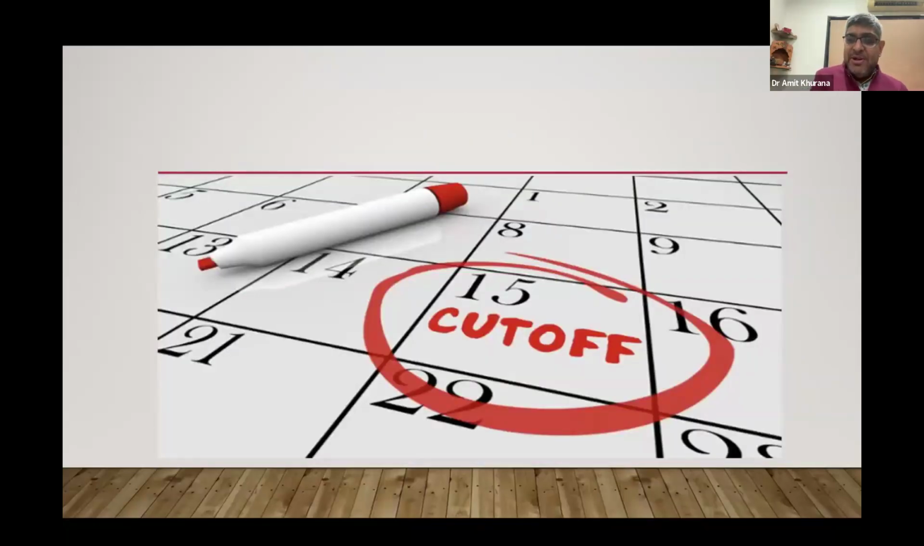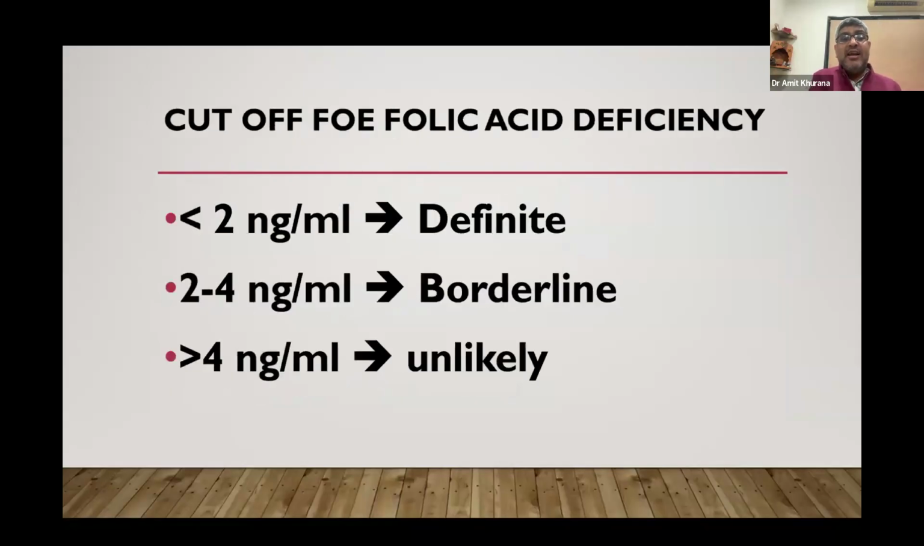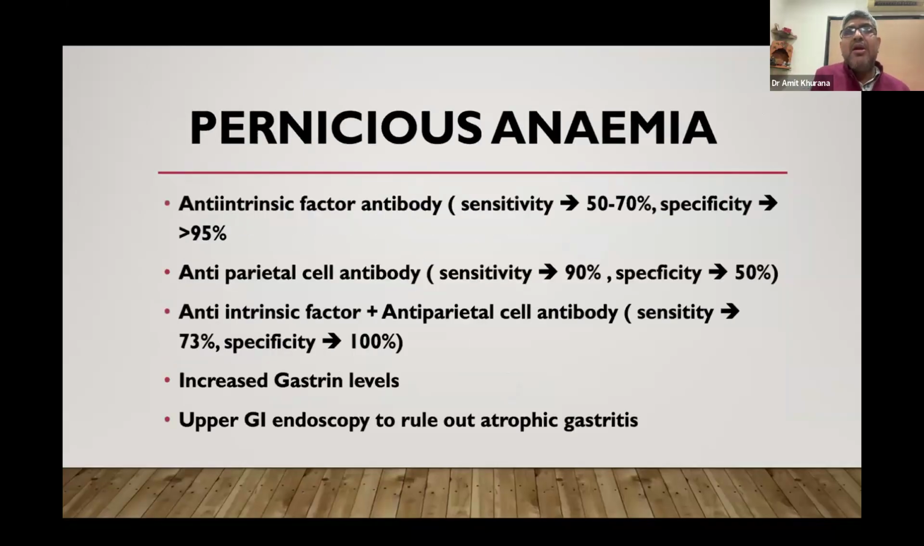So what is the cutoff of B12 and folic acid levels in megaloblastic anemia? Simple cutoff we have is 200. So if your patient has a B12 level less than 200, definitely he has B12 deficiency. Between 200 and 300 is borderline, more than 300 is unlikely to be B12 deficient. Similarly, for folic acid deficiency, you must know the cutoff. If the folic acid level is less than 2, definitely folic acid deficiency. Between 2 and 4, borderline. More than 4, unlikely to have folic acid deficiency.